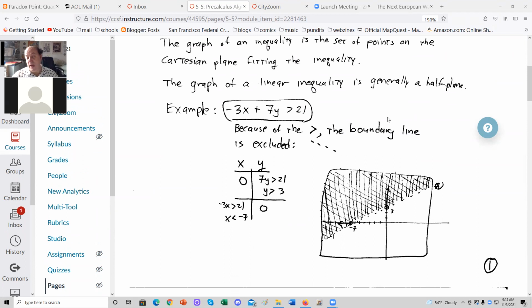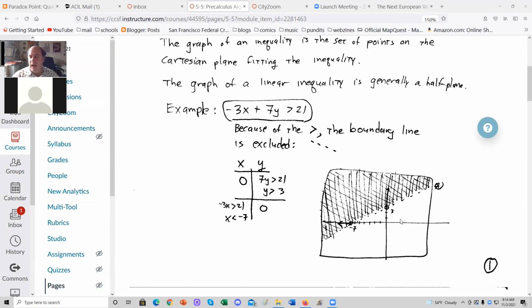Because the boundary is a line, we could find it by finding the x and y intercepts. So for example, if we set x equal to 0, then this term cancels and we get 7y is greater than 21, and therefore y is greater than 3. So here's 0 by 3, and y is greater than 3, so it's everything above this point. If we set y equal to 0, then minus 3x is greater than 21, so x is less than negative 7. So here's the point negative 7 by 0, and x is less than that, so we point to the left of it. Then we draw the boundary line between those points, dotted.